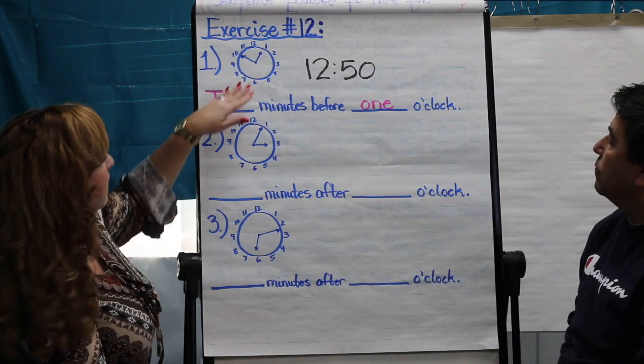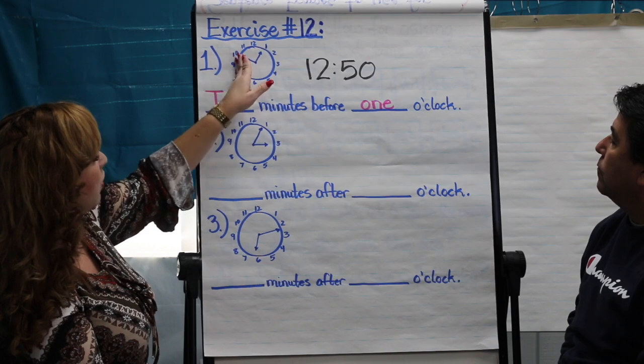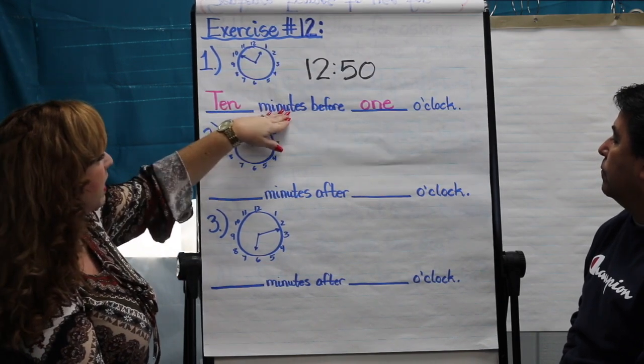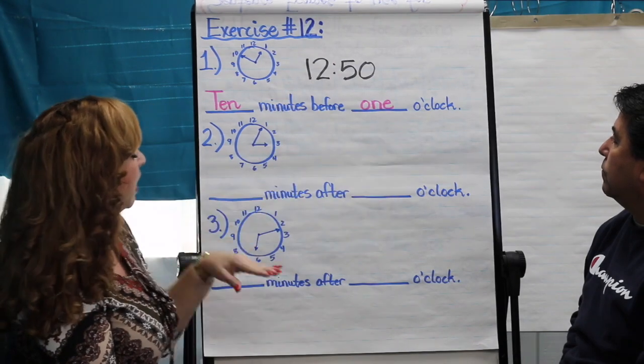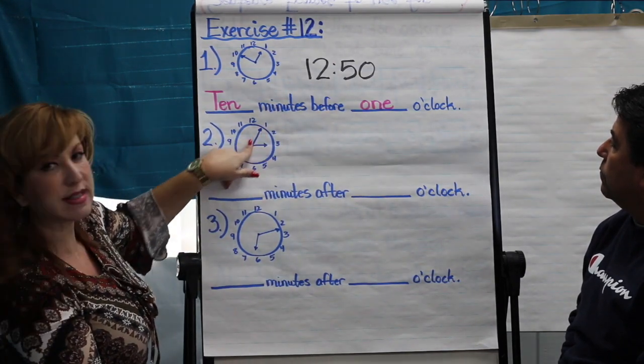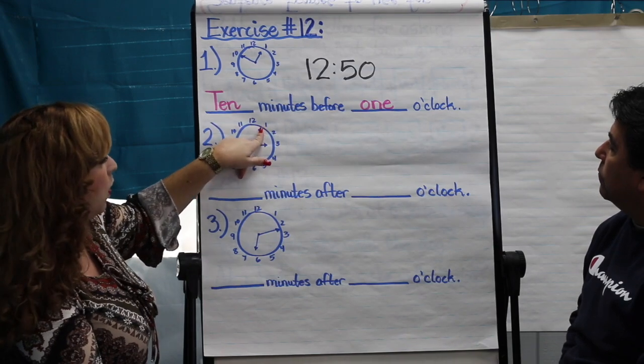So again, here we look at the clock. We know that there's 10 minutes before it's 1 o'clock. So 10 minutes before 1 o'clock. Now here we could see that the minute hand is the longer hand and it's pointing at the 1.